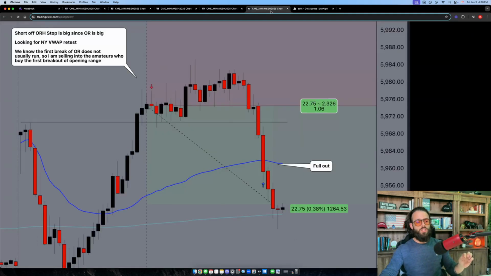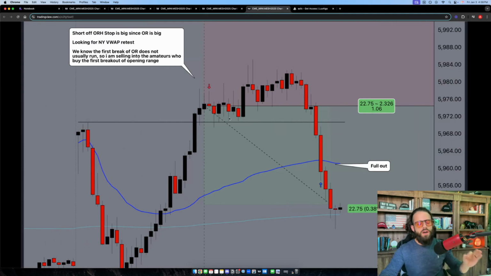But that short position worked really well because, number one, the indicator tells me opening range high. Number two, the psychology of fading the amateurs on the breakout. And then number three, knowing that the New York VWAP is the target.